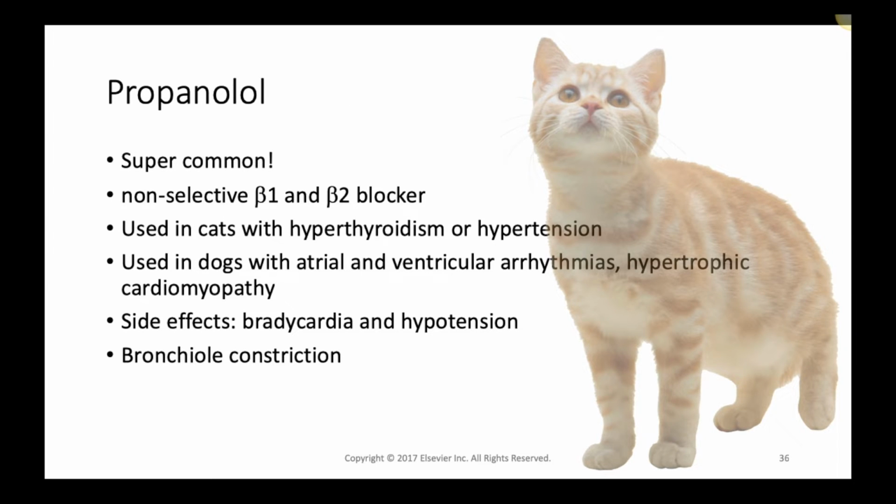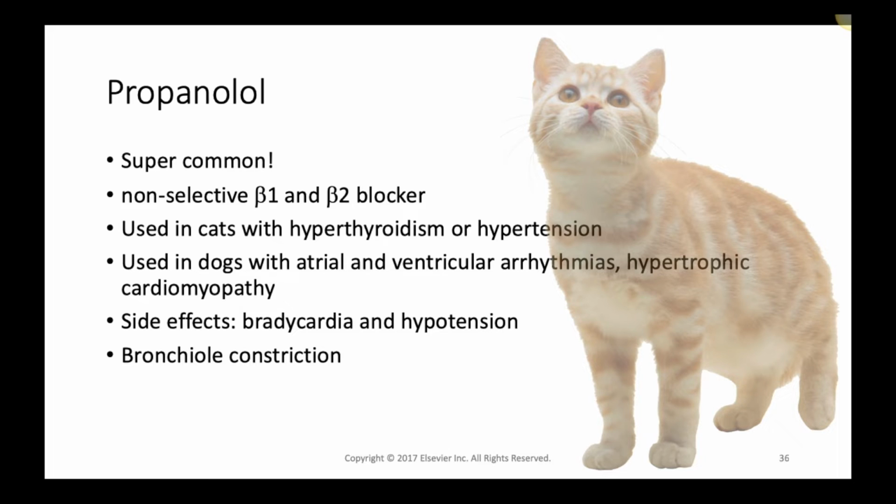And then we have propranolol. It's really common. It's a non-selective beta-1 and beta-2 blocker. It's used in cats with hyperthyroidism or hypertension. It's used in dogs with atrial and ventricular arrhythmias, as well as hypertrophic cardiomyopathy. Side effects and hypertrophic cardiomyopathy, that's fine, it's mostly in dogs.